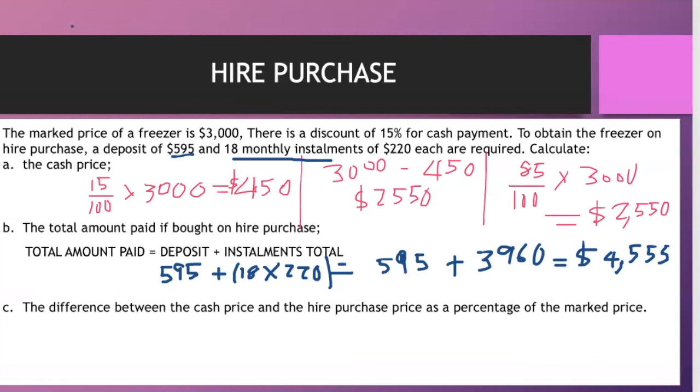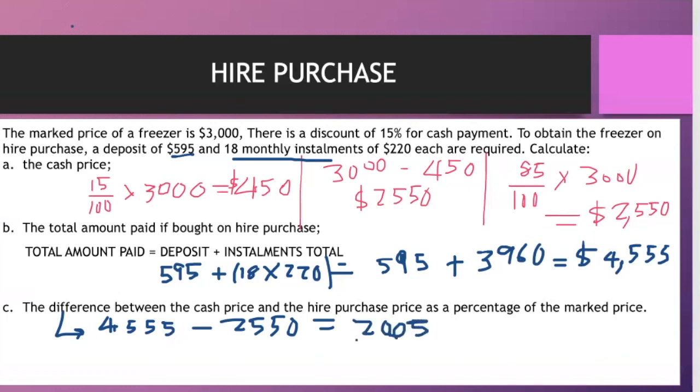The next part asks for the difference between the cash price and the hire purchase price as a percentage of the mark price. So first, let's find the difference. To find the difference, I will have the hire purchase price, which is 4,555, minus 2,550, and that will give me 2,005.